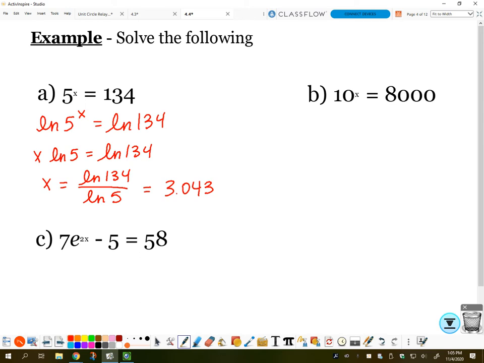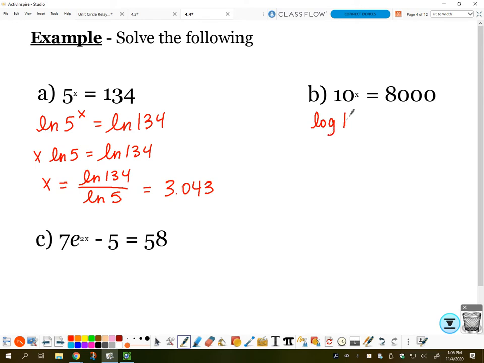Alright, so on B, you have options of how you can work it. Actually, we're just going to stick to their way. That way we don't confuse anybody. Alright, so since this is a base of 10, instead of doing ln, I think I am going to do log in this case, just because it works out nicer.